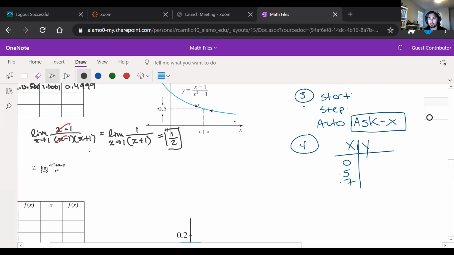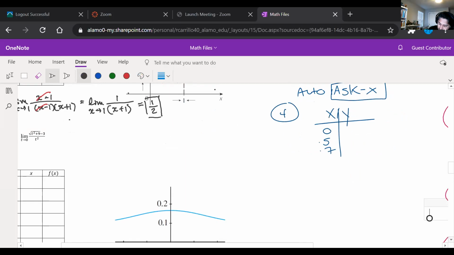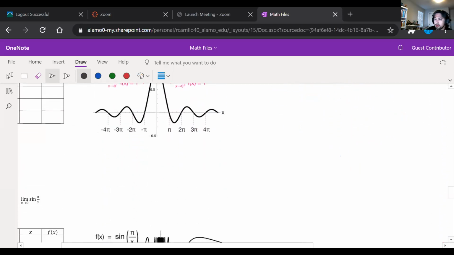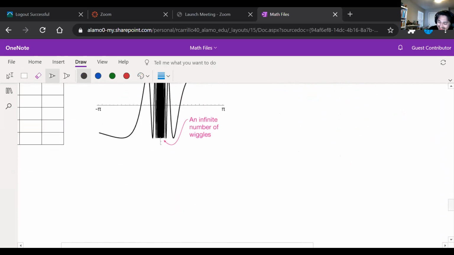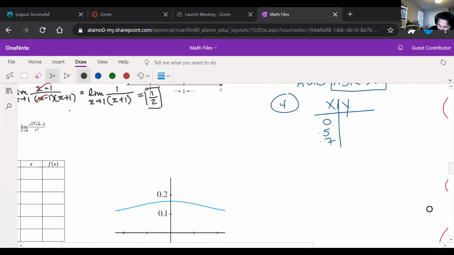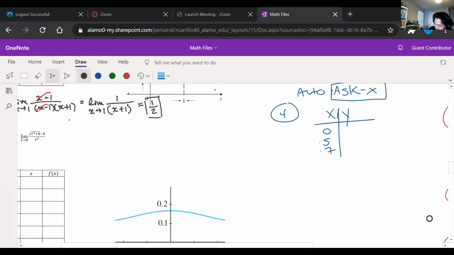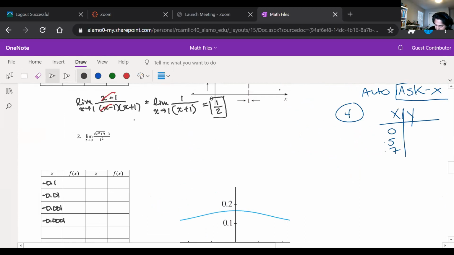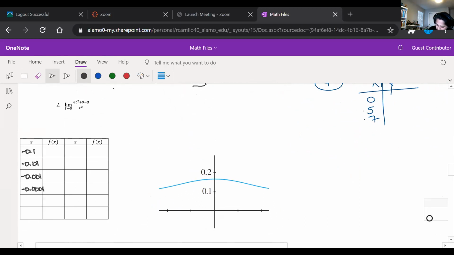Uh-oh. Where'd you go? Oh no, I was plugging into the Desmos thing. I'll scroll back down. Stop. Stop. Goodness. Malfunction. Okay, there we go. Oof, this is a weird one.